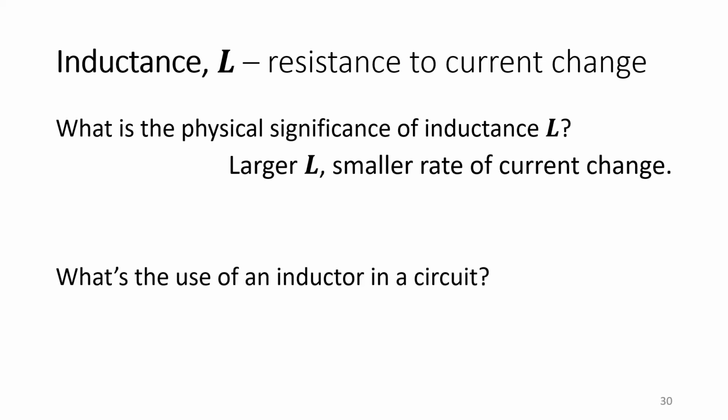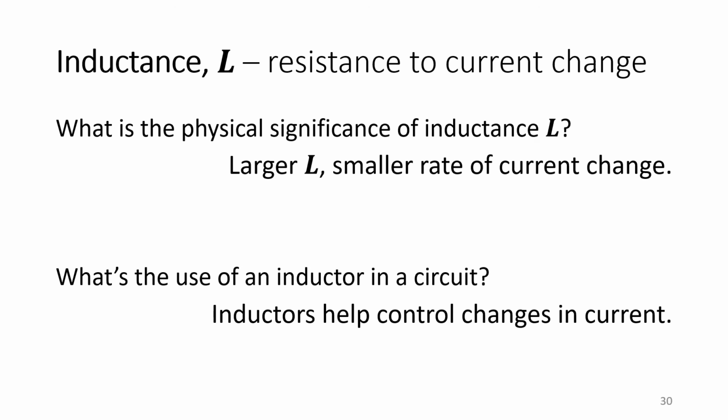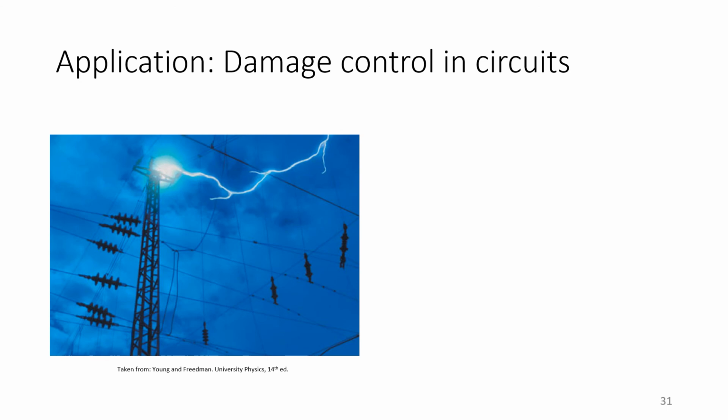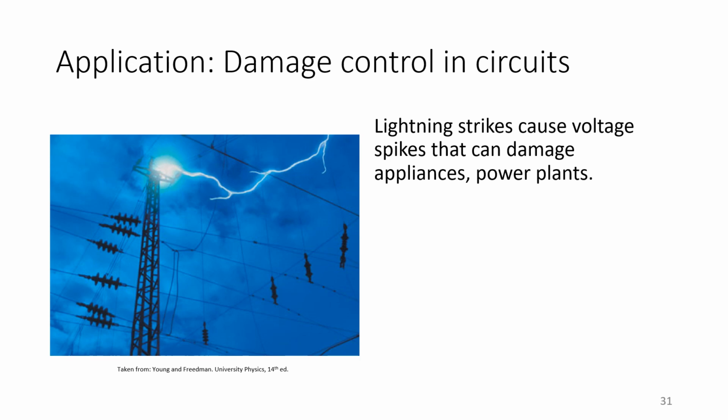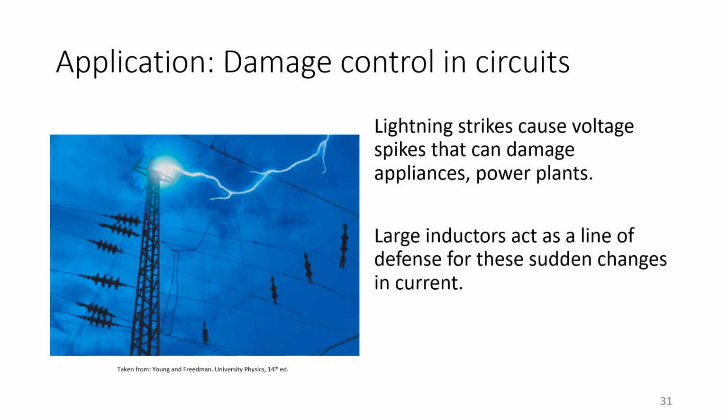Secondly, what's the use of an inductor in a circuit? As inductance is a measure of resistance to changes in current, inductors basically help control these changes in case they present danger to our circuit elements, or if we want to control how these current variations affect our circuits. And industrial scale applications for these inductors can be seen in power plants. In ill weather, lightning strikes that hit towers in power plants cause voltage spikes, which can spell doom for the conductors affected. So to counter that, large inductors then act as a line of defense for these sudden current changes so that they won't be as damaged.